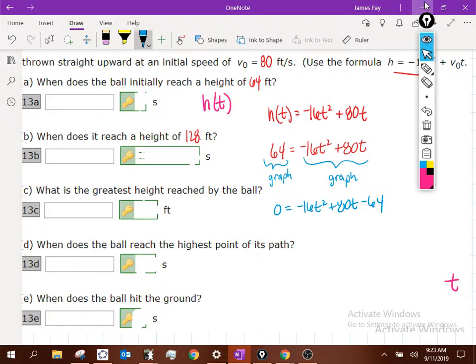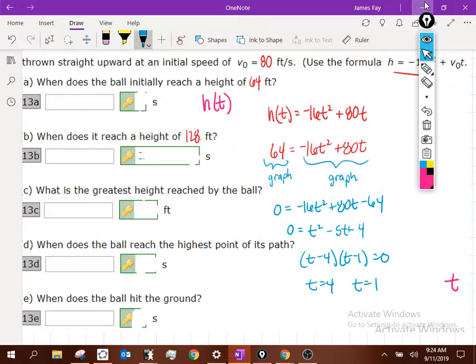So when I solve this, I look at that, and there's a GCF of negative 16, right? So I'm going to divide every single thing by negative 16. So it gives me t squared minus 5t plus 4, right? Does that factor? Yeah, that goes to (t minus 4)(t minus 1), right? t equals 4, t equals 1.